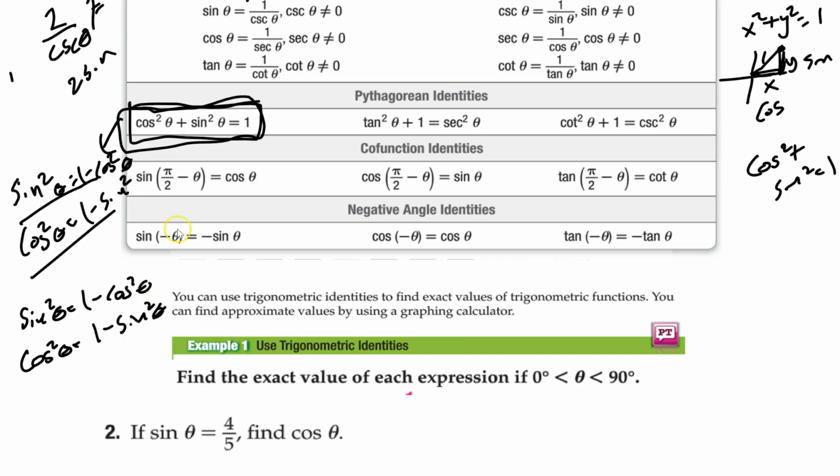Now those are the big ones. These are also important, but not as important. We don't use these as much, but they are helpful. And that one is tan squared plus 1 equals secant squared. Cotan squared plus 1 equals cosecant squared.